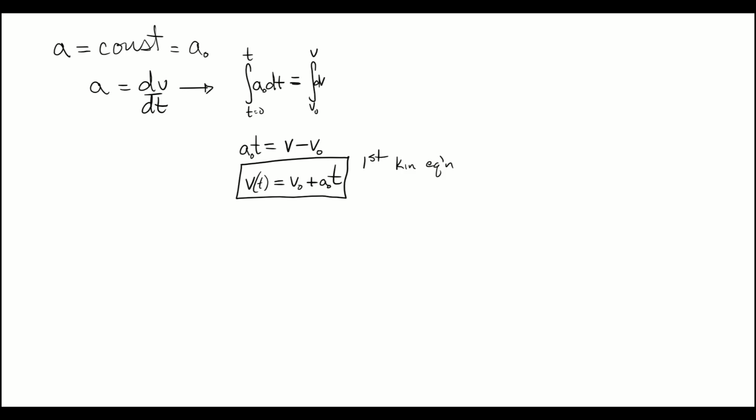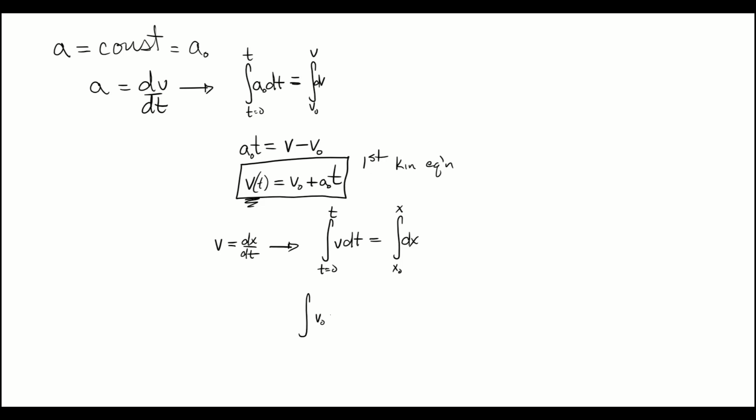We can do the same sort of thing now that we know our velocity is a function of time. We know that velocity is equal to the derivative of position with respect to time, so that allows us to do that integral again. We can integrate the velocity with respect to time from t equals 0 to some later time t, and that's equal to the integral of dx from some initial position x naught to some position at some time t.